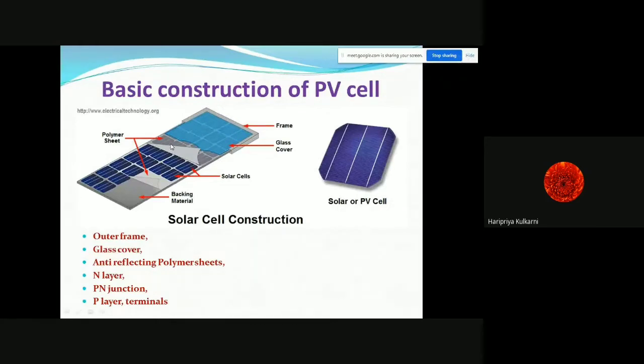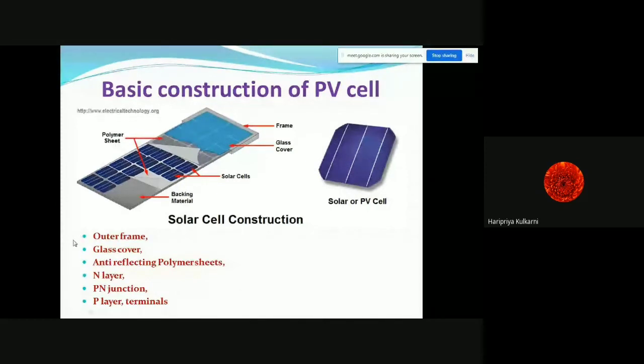The glass cover allows the solar radiations to come inside, and the polymer sheet is provided to avoid reflection, so the light will not go back to the atmosphere, but the light entering through the glass cover will get absorbed by the solar cells. It becomes forward bias and will carry the load which we have connected to it. So we can convert light, or solar radiation, into equivalent electrical energy, and then utilize it for our further use. So this is the construction.